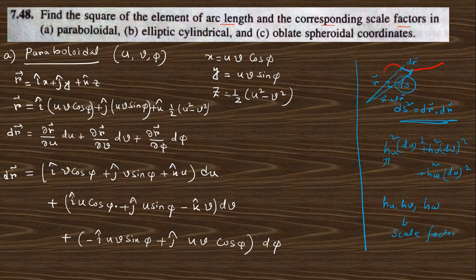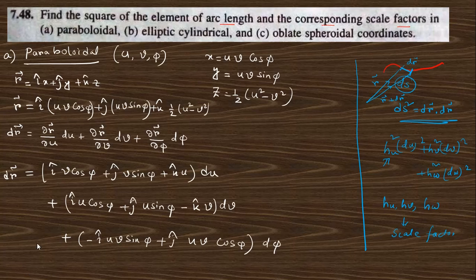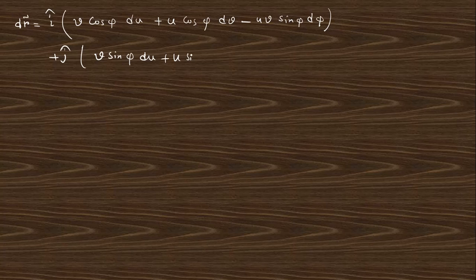We need to rearrange it with respect to i cap, j cap, k cap. So dr vector is nothing but, just rearranging, i cap times v cos phi du plus u cos phi dv minus uv sin phi d phi, plus j cap times v sin phi du plus u sin phi dv plus uv cos phi d phi, and k cap times u du minus v dv.